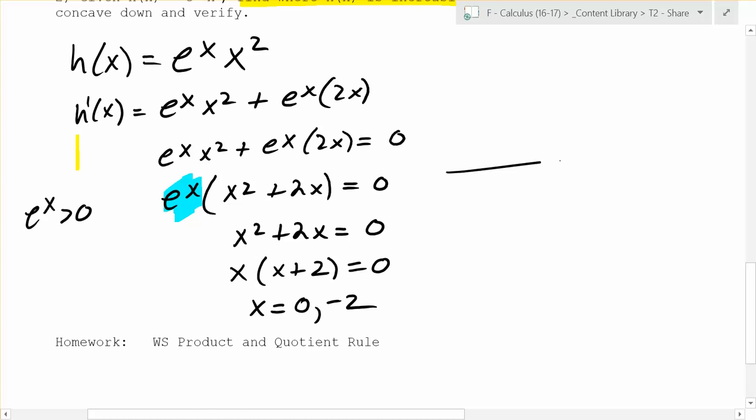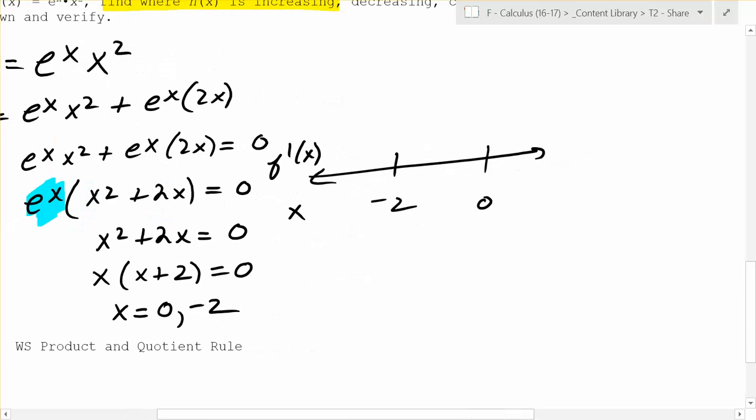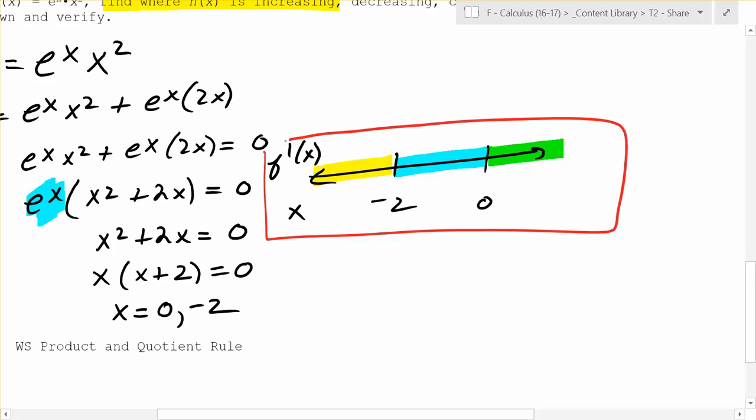So then you make a sign diagram. And what are the two values? 0, negative 2. And I'll put them in order here, sorry. Negative 2 and 0. So that's your x value. Now you want to do the prime, the derivative. So you need to test three things. How many zones are there? There's this zone, there's this zone, and there's this zone. So what do you need to do for each of those zones? Plug in numbers. So what's a number to the left of negative 2?